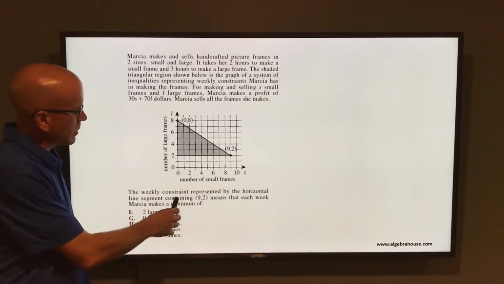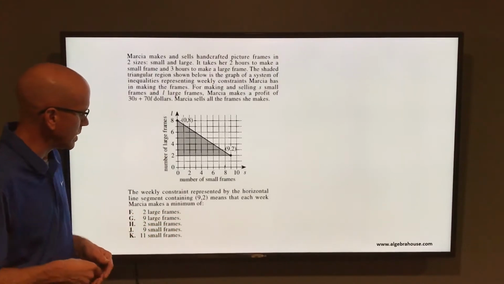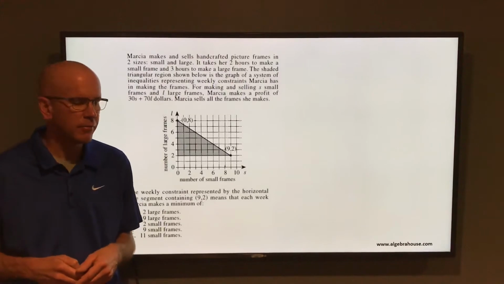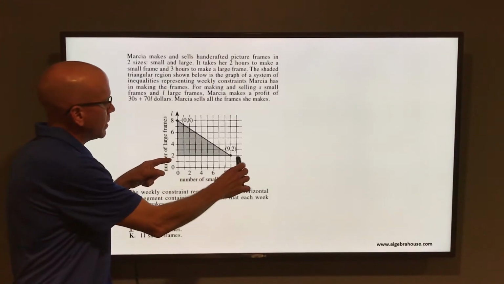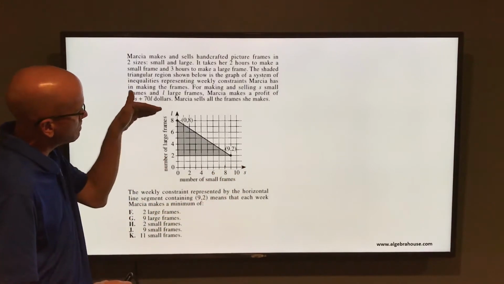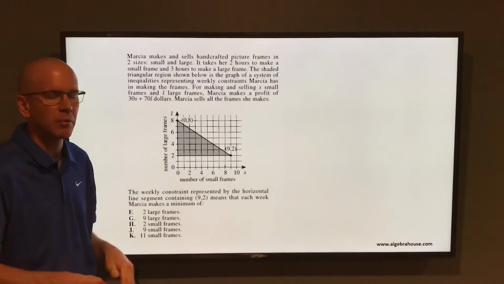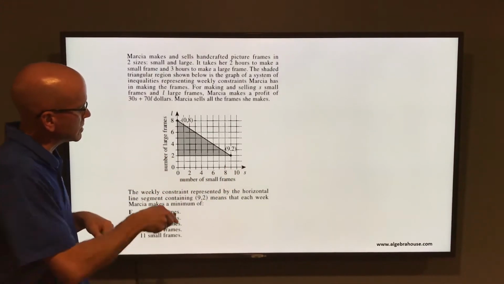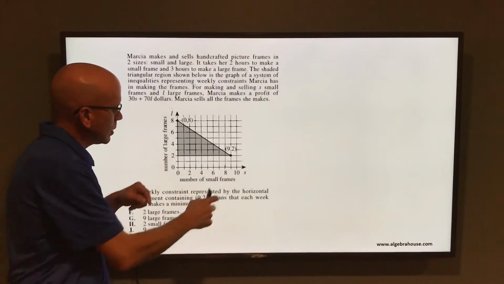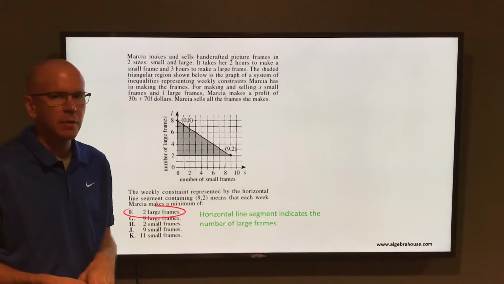The weekly constraint represented by the horizontal line segment containing 9-2 means that each week Marcia makes a minimum of which of these? Well, that horizontal line segment containing the point 9-2 means she makes a minimum number of large frames. The vertical axis is the number of large frames. So that line segment containing 9-2 means she makes a minimum of 2 large frames. Correct answer here is letter F.